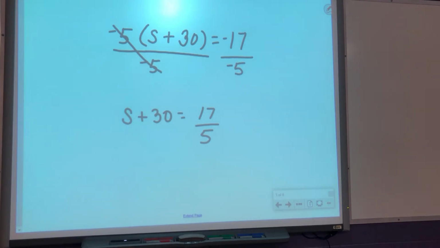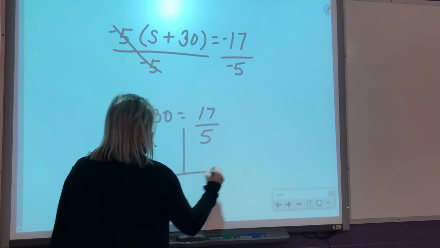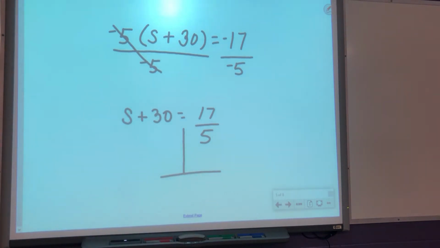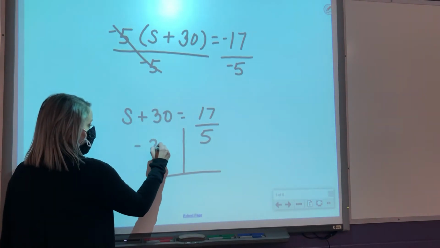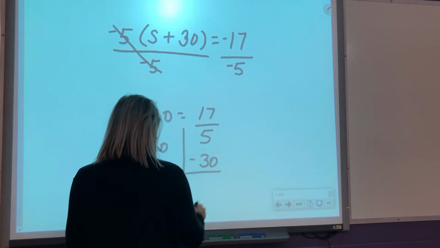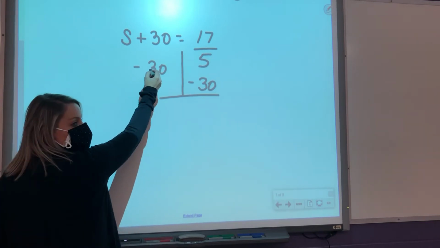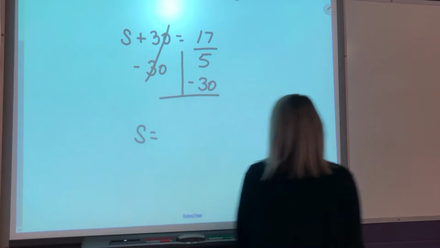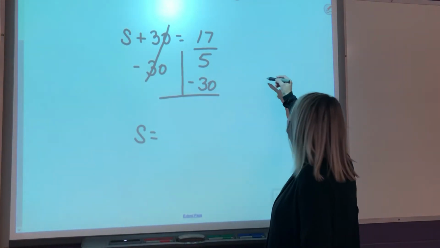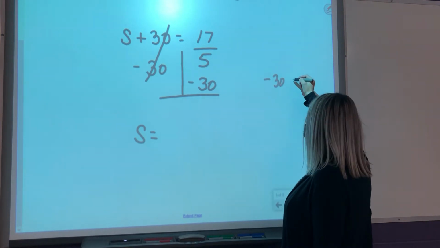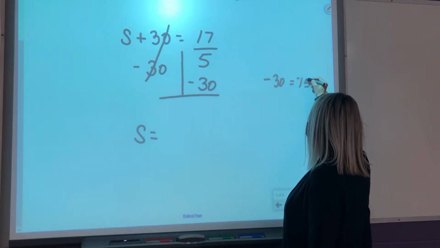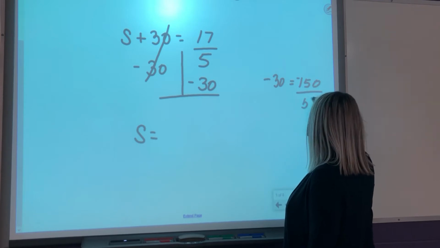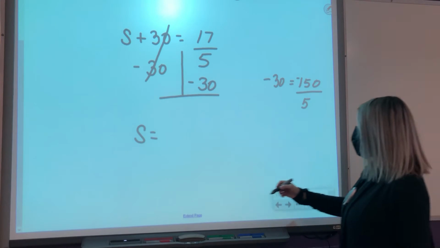Now what would you do? T. Okay, upside down t. I can do that. Minus 30. Okay, minus 30, right? What happens to my 30s? They cancel out. Okay, so 30. Negative 30 with the denominator of 5 would be negative 150 over 5, right? Right? Yeah. Okay. Thanks, Liam.